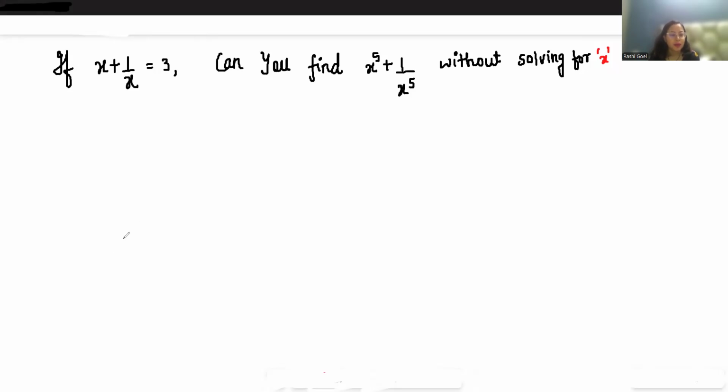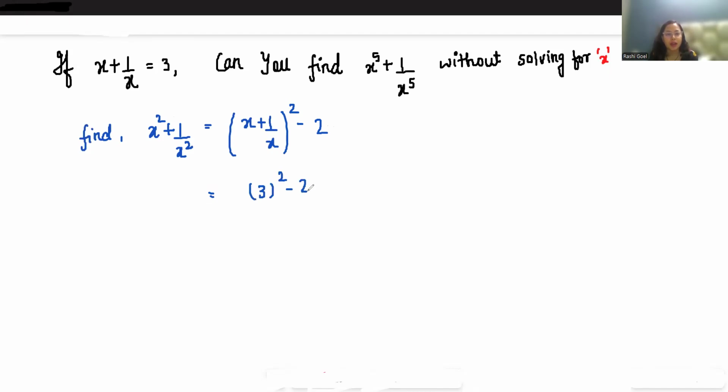So our first step is to find x squared plus 1 by x squared. I'm going to use x plus 1 by x whole square minus 2. The value of x plus 1 by x is 3, so 3 square minus 2 equals 9 minus 2, that is 7. So x square plus 1 by x square is 7.